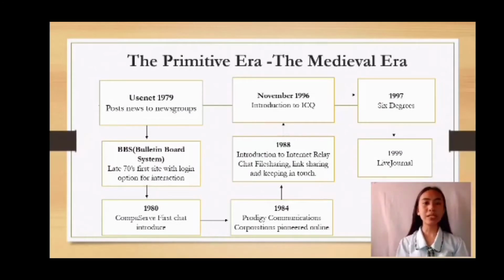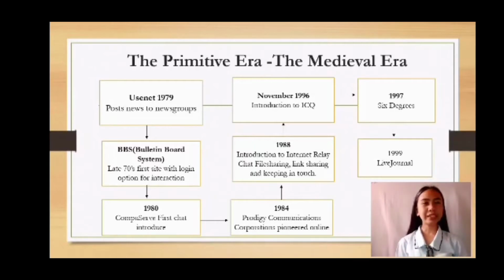As we can see, in 1979, it was the Usenet, or the post-news to news groups, and in the late 70s, the first site with login options for interaction is what we call the BBS, or the Bulletin Board System. In 1980, CompuServe's first chat was introduced. In 1984, Prodigy Communications Corporation pioneered online. And in 1988, it was the introduction of Internet Relay Chat, file sharing, link sharing, and keeping in touch.